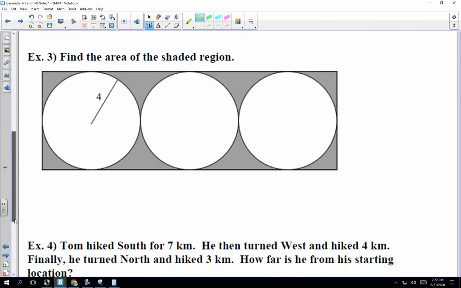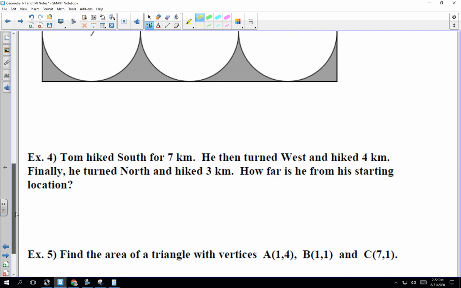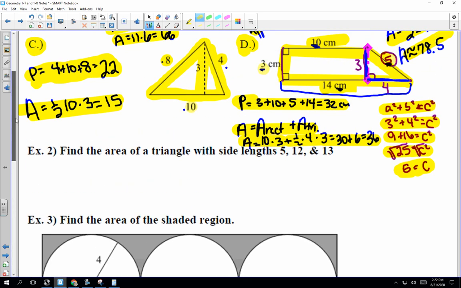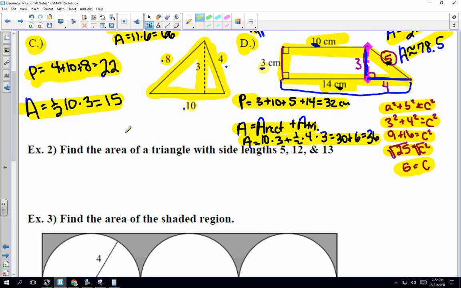We have a few more example problems. Find the area of a triangle with side lengths 5, 12, and 13. So let's draw a picture, always. We'll make this 5, we'll make this 12, and we'll make this 13.